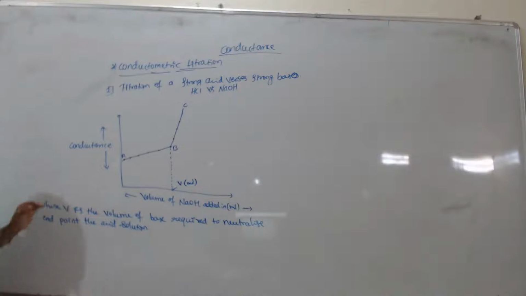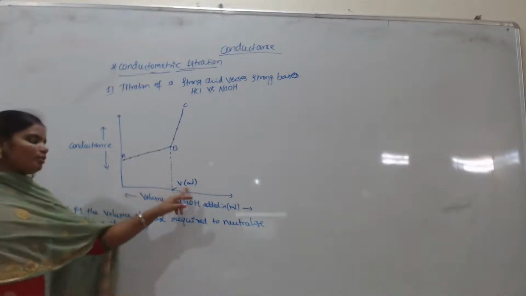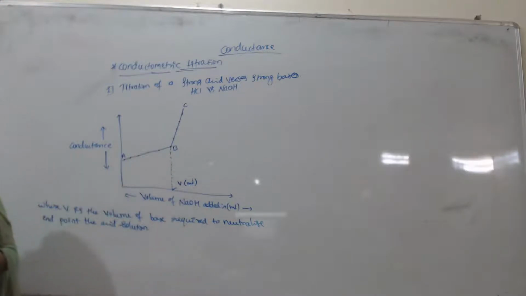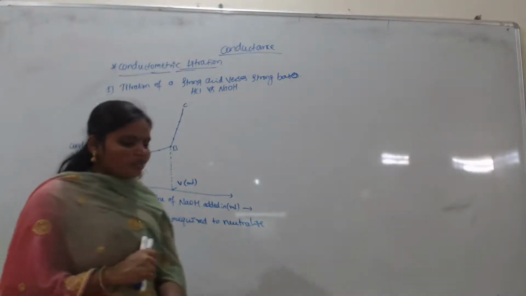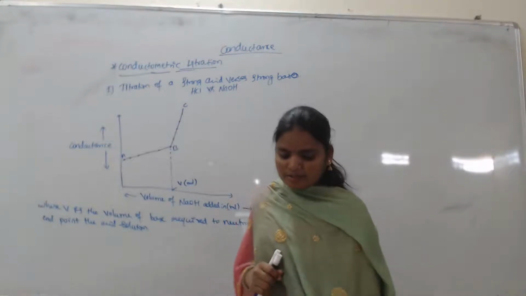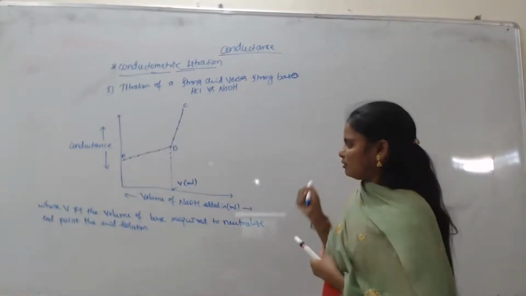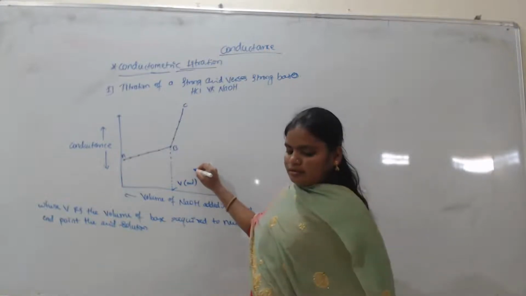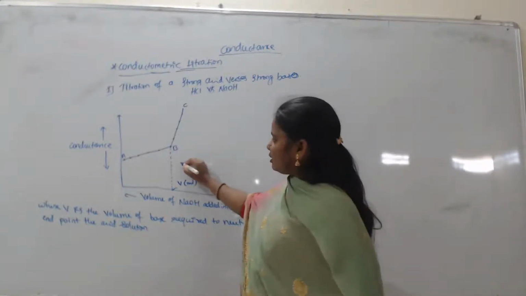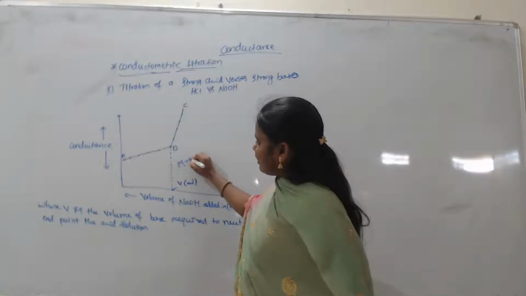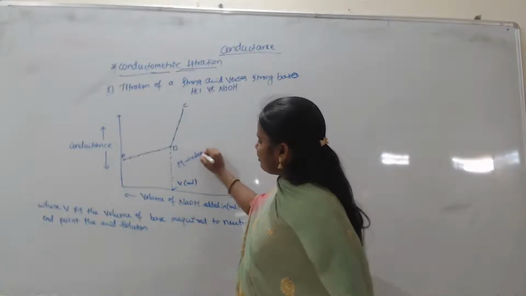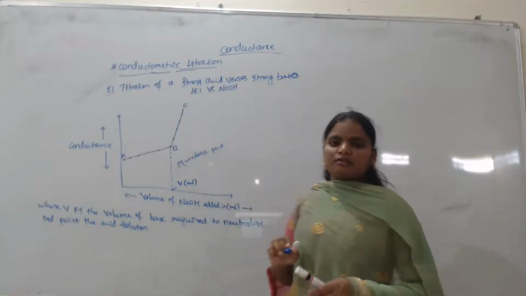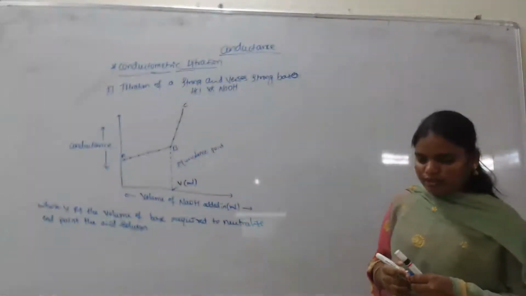Here V is the volume. Here we get the end point. This point B is known as the equivalence point.